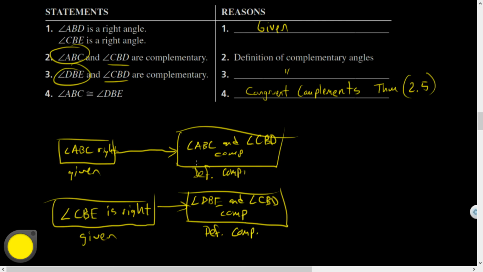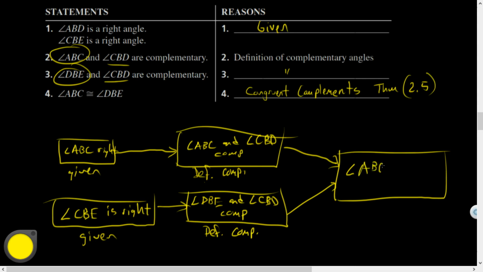So when I'm writing a flowchart proof, my givens are two starting points, and then I'm going to bring these together here. Both of these statements were required to make the final statement that angle ABC was congruent to angle DBE. And that was true by the congruent complements theorem. Flowchart. I like it a lot.